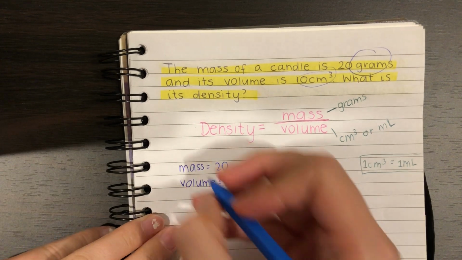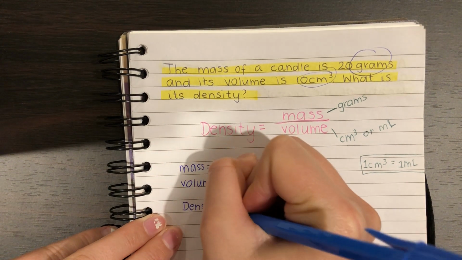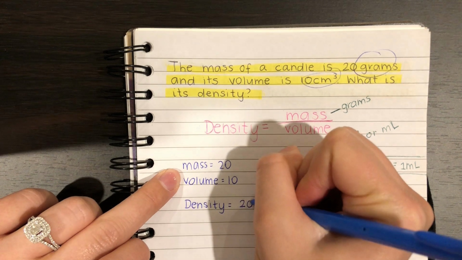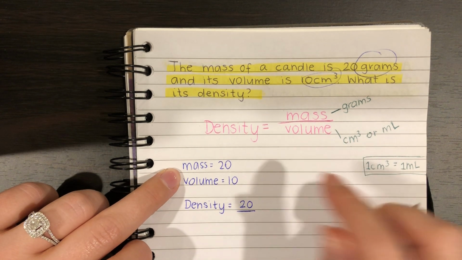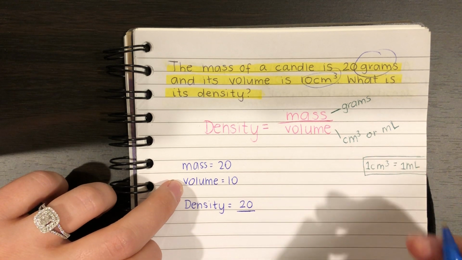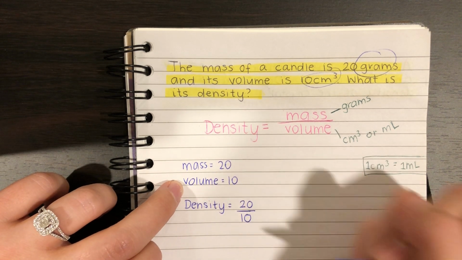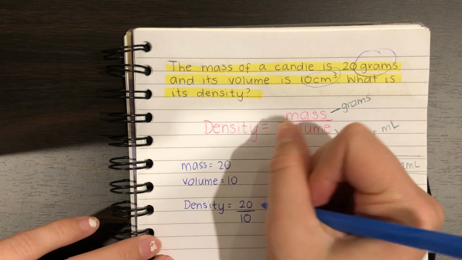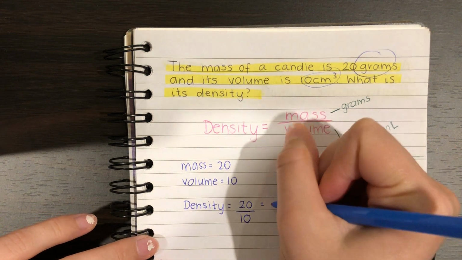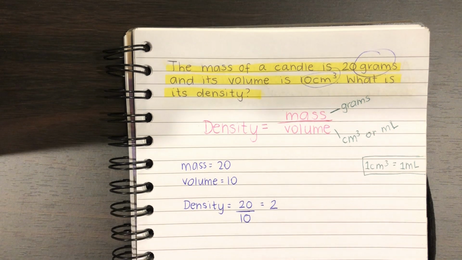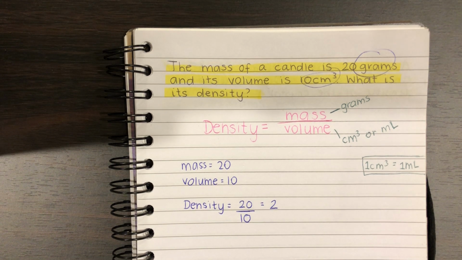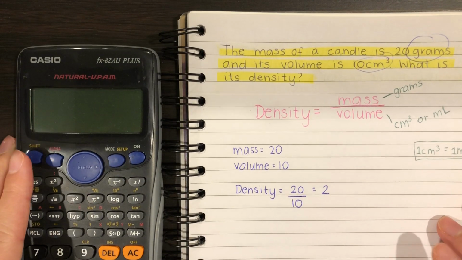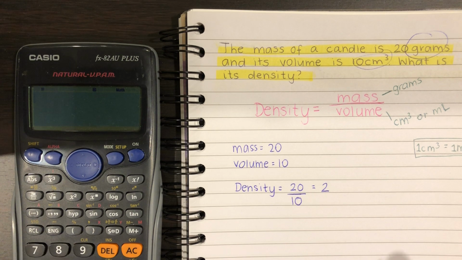into our formula. So density equals the mass divided by the volume, which is 10. Okay, and knowing what 20 divided by 10 is, I can say that the density equals 2. Now, if you don't feel confident with doing any type of division with any question, then please use your calculator. Okay, it's not going to hurt.